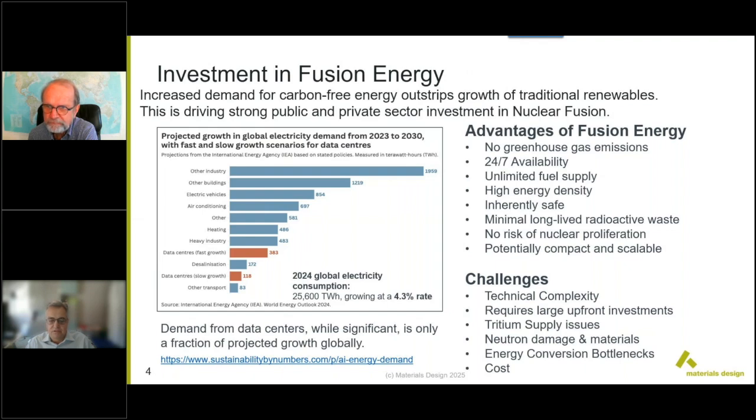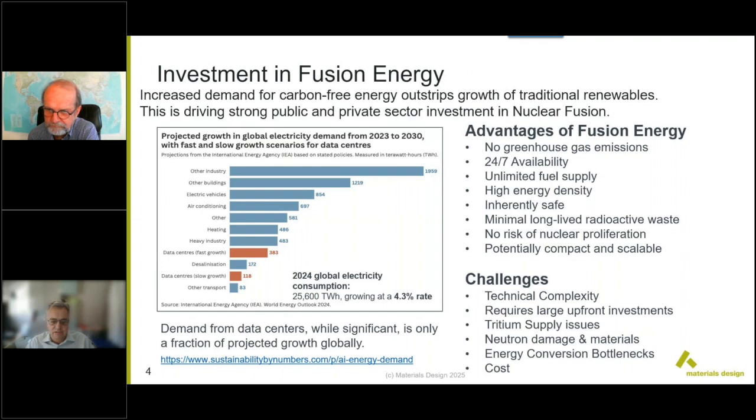Minimal long-lived radioactive waste. There is some, as we'll see, from the nuclear reactions that are taking place. Compared to nuclear fission, there's no risk of nuclear proliferation. And potentially, although that remains to be proven, it could be compact and scalable. The challenges are really the technical complexity of fusion reactors, and therefore the field requires pretty large upfront investments.